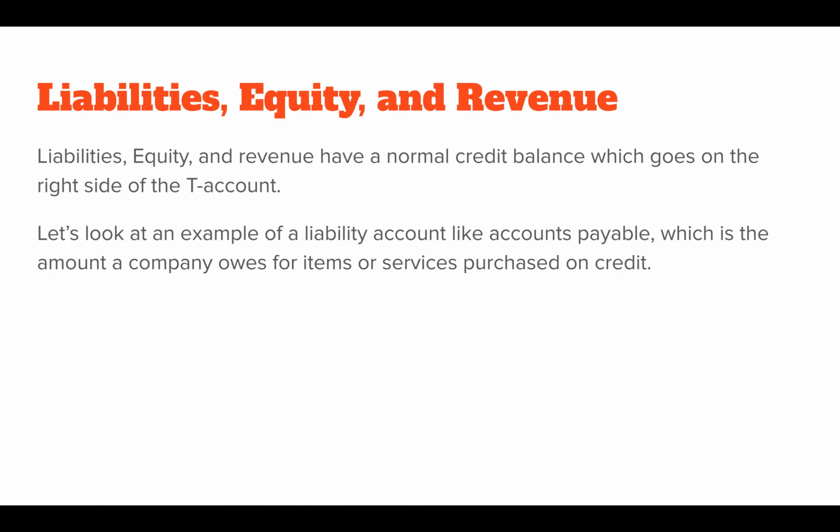Again, it is important to remember that debits will sometimes increase an account and sometimes they'll decrease an account. It all depends on the type of account. So for liabilities, equity, and revenue, they all have a normal credit balance, which goes on the right side of the T account. So let's look at an example of a liability account like accounts payable, which is an amount a company owes for items or services purchased on credit.